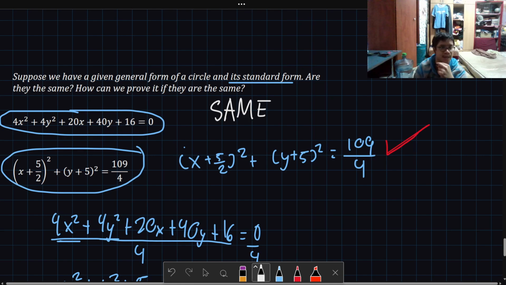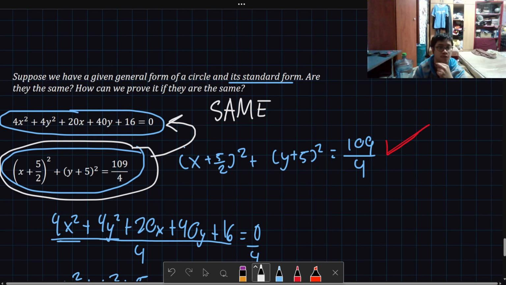How about the second method? The second method is that you have a given standard form, which is this one, and you're going to convert it into general form. So, should we do it? I'm going to do it, but if you want to try it on your own, so be it. It's no problem. Overall, again, this is review material for you guys.